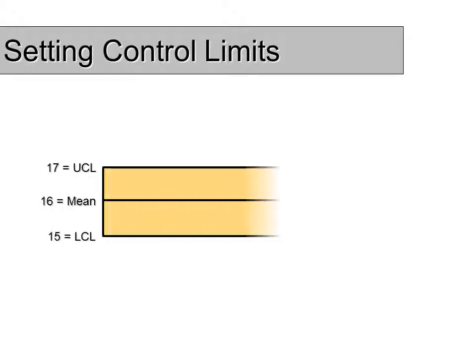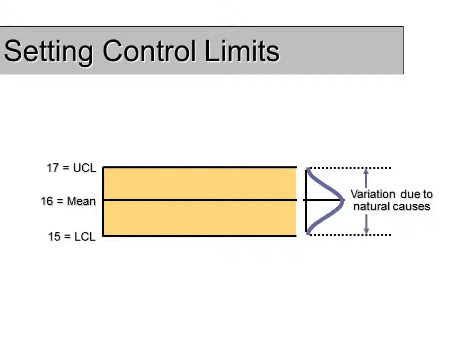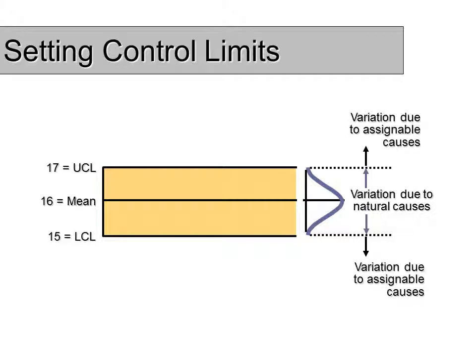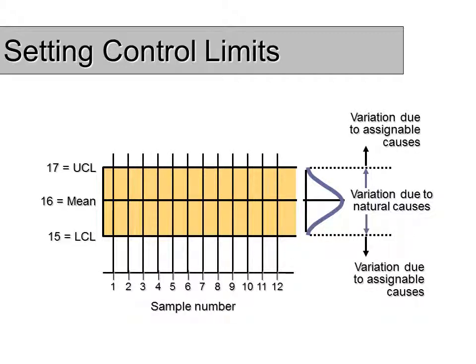A control chart is a diagram with a center line, an upper control limit and a lower control limit. The upper control limit is normally equal to the mean of the sample data plus 3 standard deviations. The lower control limit is normally equal to the mean minus 3 standard deviations. If an observation falls above the upper control limit or below the lower control limit, the process is assumed to be out of control.